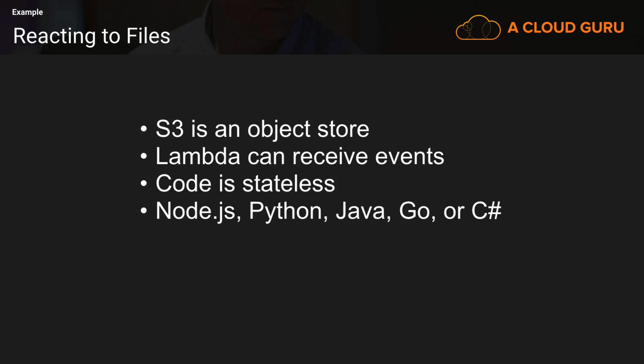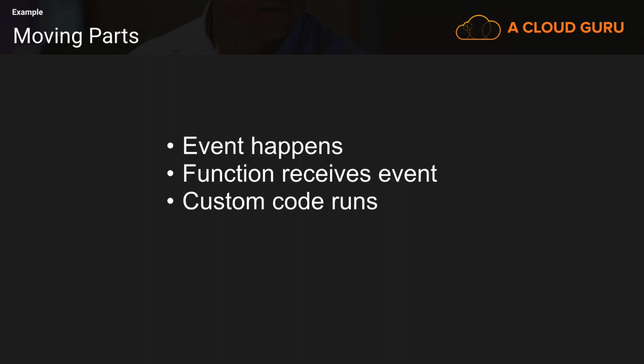Our Lambda code doesn't store anything, so we can pretend that it's stateless. Technically, we could write this in a ton of languages. We could use Node.js, Python, Java, Go, or C#, or any of the JVM languages like Groovy, etc. So in this example, our Lambda function is going to be reacting to new files in S3. And to make this go, there are three basic moving parts.